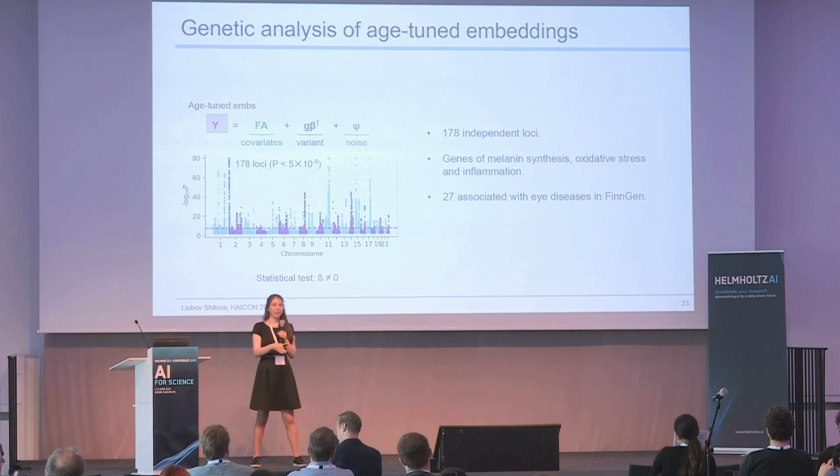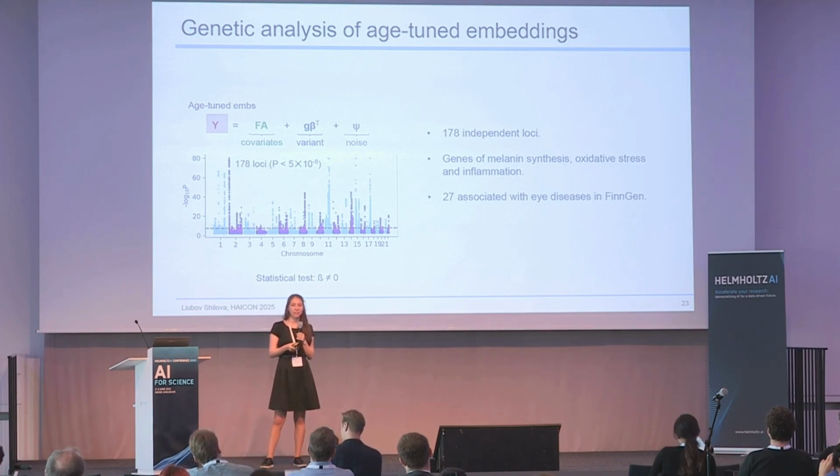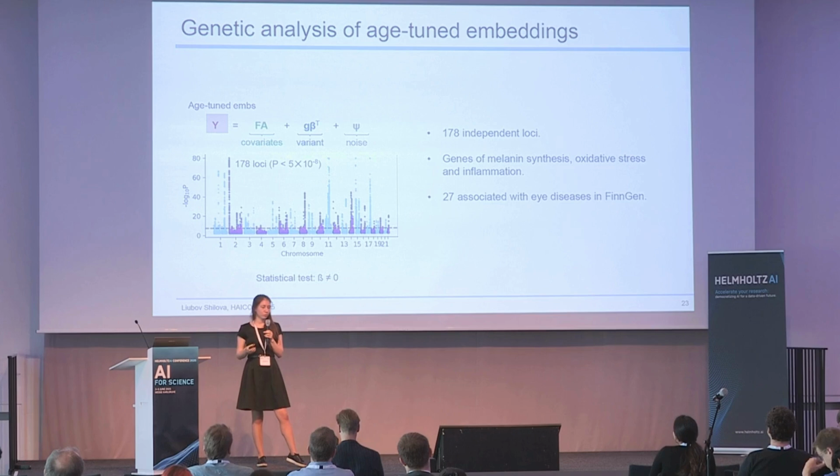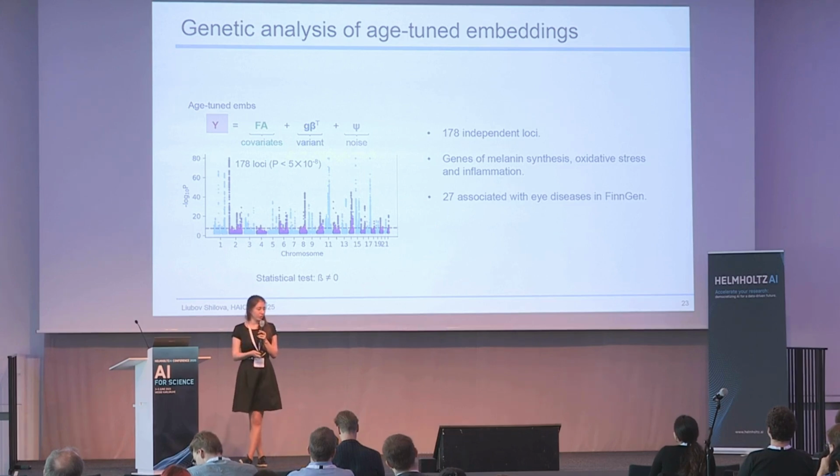And in this way, we have identified 178 genetic loci, which fall in genes of melanin synthesis, oxidative stress, and inflammations, which are processes that are known to play a role in eye aging. And also 27 of these variants were associated with eye diseases in a separate cohort of FinnGen.